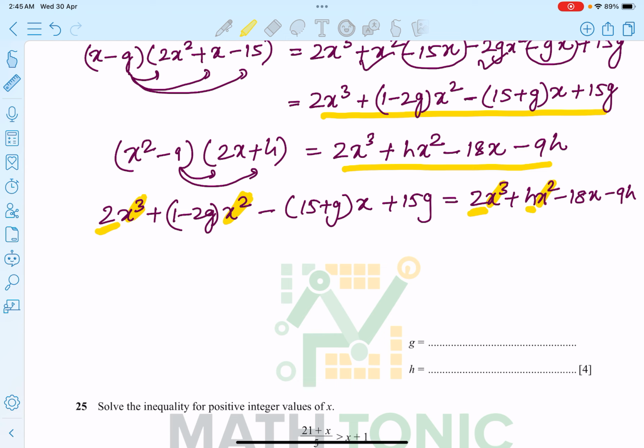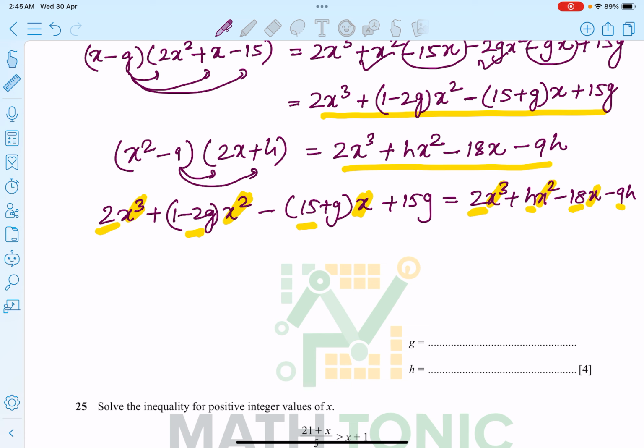Here it is h, and this is 1 minus 2g. This is x, this is x. So here what is the coefficient given? Minus 18, that equals minus 15 plus g. And here is the constant, so minus 9h equals plus 15g. You can do that also.